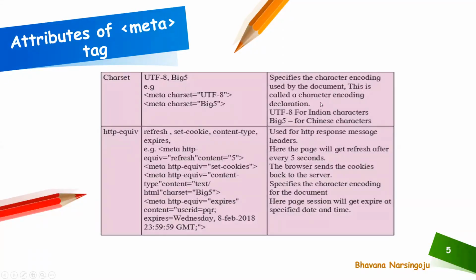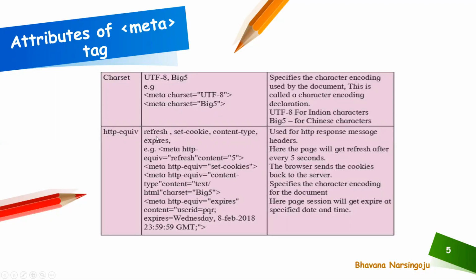the character encoding declaration. So whatever content you would like to search, at that time you need to check for the meta charset. UTF-8 is the default for all your Indian characters, and if you would like to specify Chinese characters, then it will be Big5. Now another attribute for the meta tag is http-equiv.